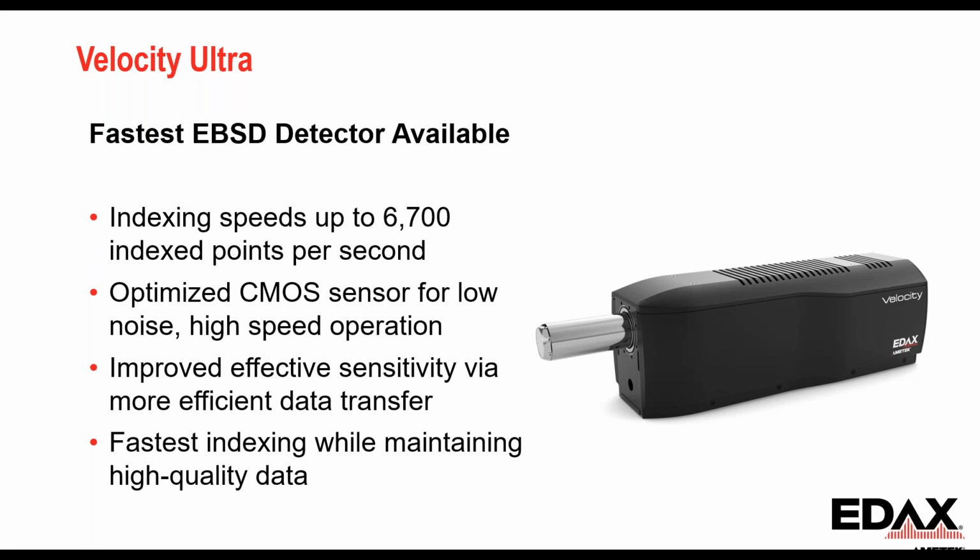This capability is achieved first through having an optimized CMOS sensor that's a low noise, high speed sensor that's been essentially optimized for EBSD signal and operation. The Ultra has improved effective sensitivity via more efficient data transfer. We can get the data out of the sensor into the computer faster than with earlier Velocity cameras. And we get this fastest indexing while still maintaining high quality data. It's really important to emphasize that there's not a significant trade-off going faster in terms of the quality that the detector is capable of providing.